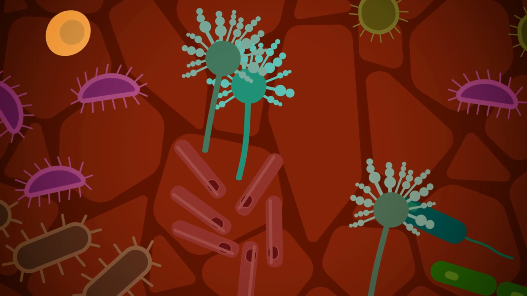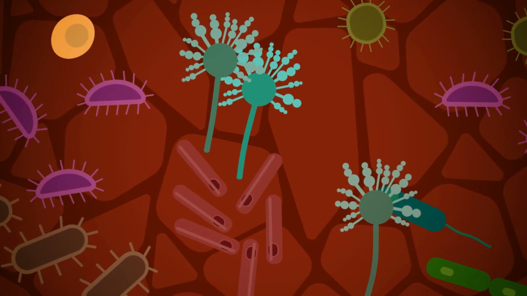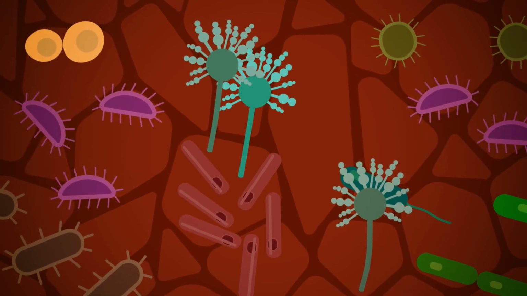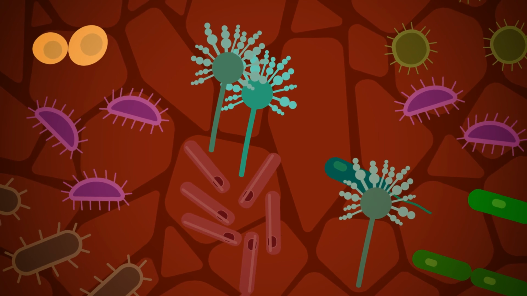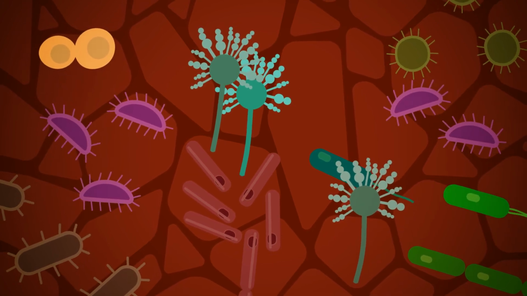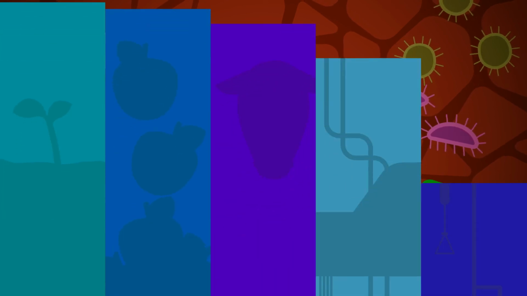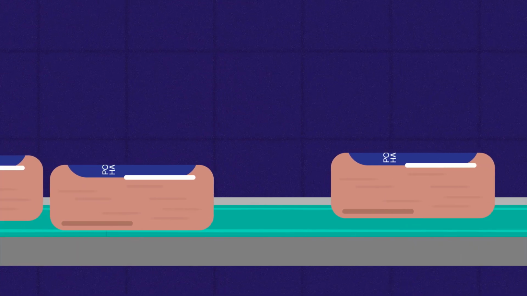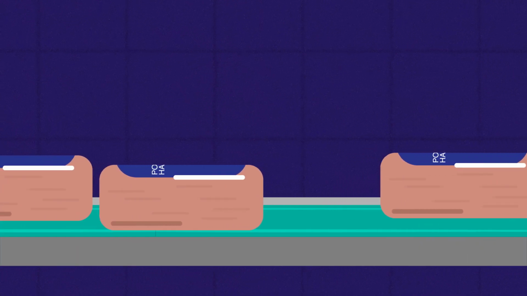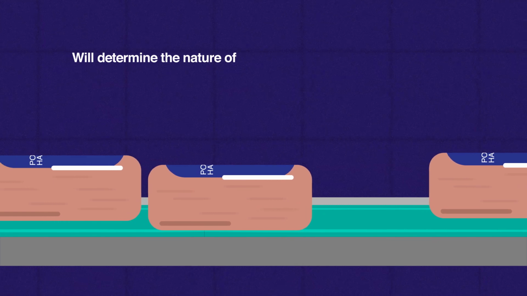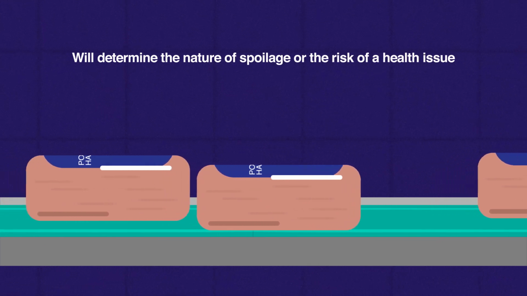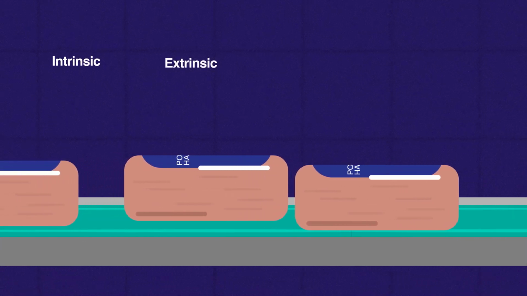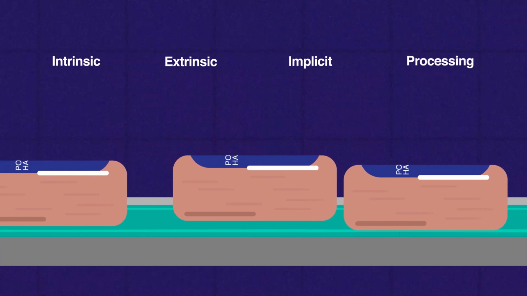The microflora, or organisms present in a food, is rarely a single culture, that is, one species of microorganism. Rather, foods are often comprised by many different species of microorganisms that originate at some point during the flow of food: growing, harvesting, slaughtering, processing, and storage. Several factors affect microbial growth, which in turn will determine the nature of spoilage or the risk of a health issue. These factors can be summarized in 4 categories: intrinsic, extrinsic, implicit, and processing.